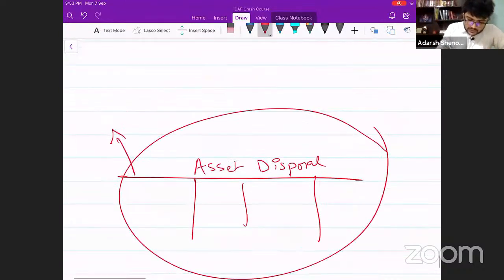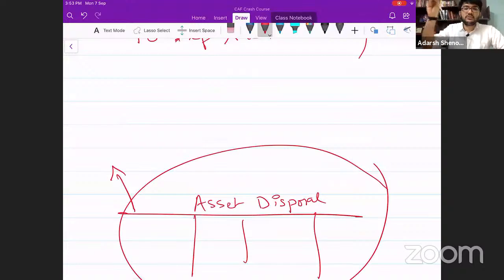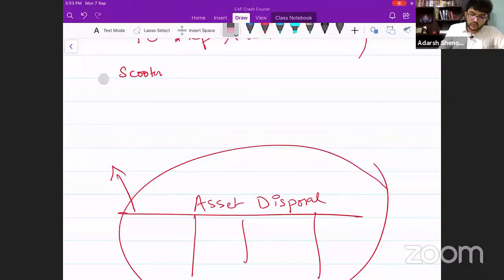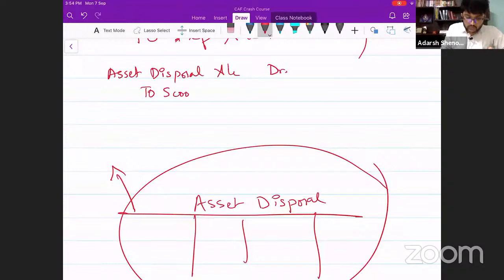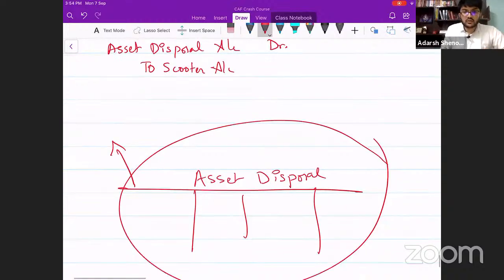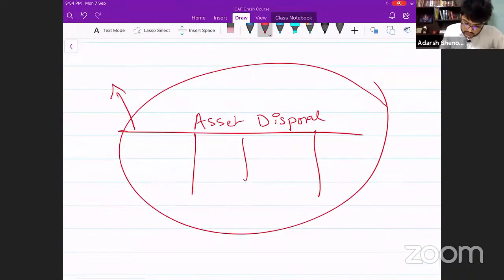So what we have to do is, the scooter account has a balance. How much is that balance in the scooter account? 60,000 rupees is the balance. Debit balance or credit balance? It is a debit balance of 60,000. So it's an asset, it will have a debit balance. So we have to transfer it to this account. So we pass an entry: asset disposal or scooter disposal account, debit, to scooter account. So here we write to scooter, we just transfer that balance. We get it as 60,000.